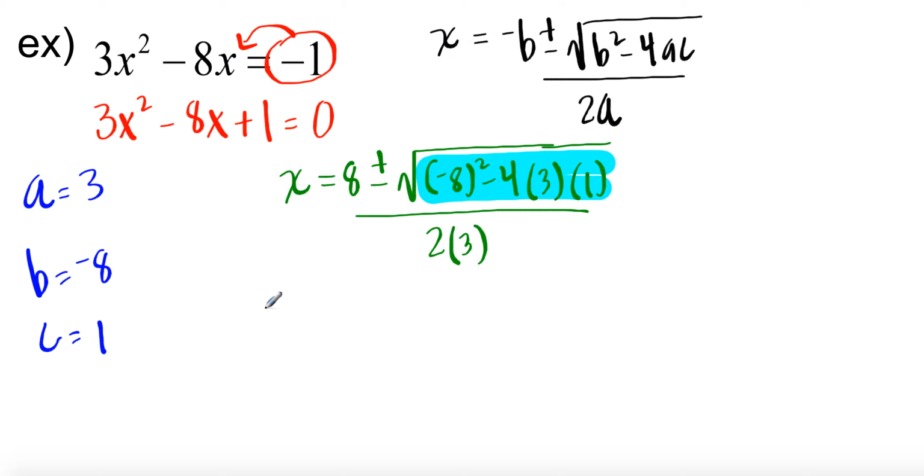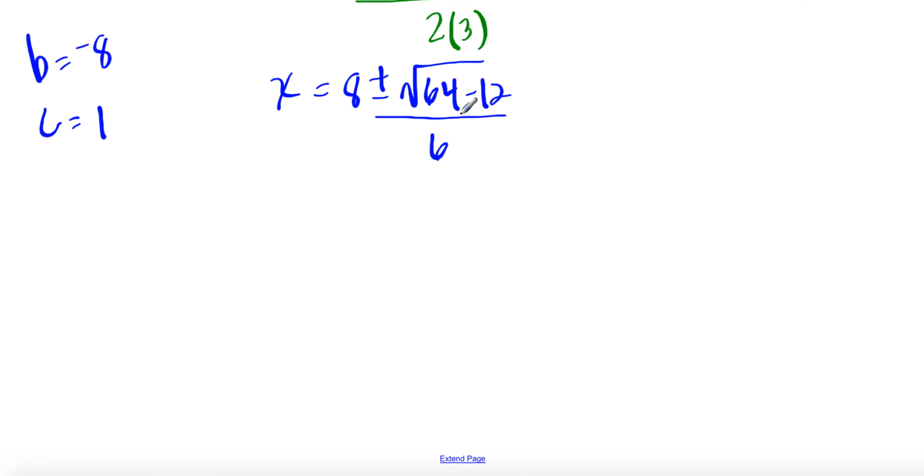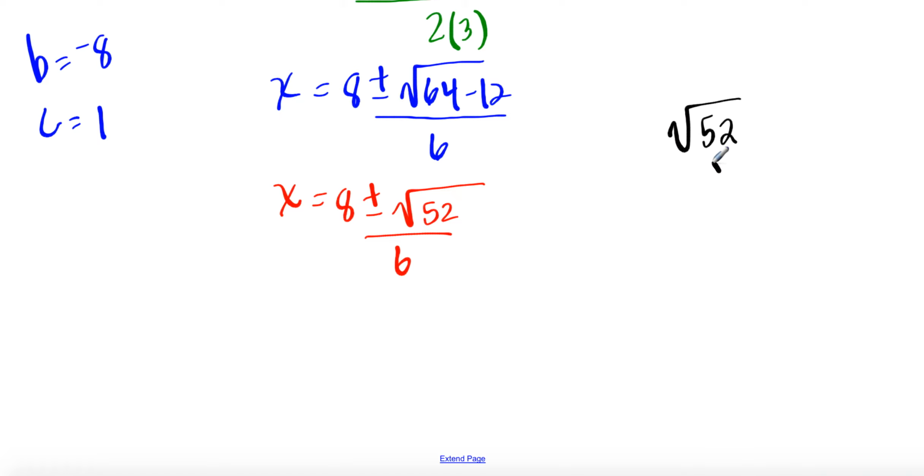All right, next step. x is equal to 8 plus or minus the square root of 64 minus 12, all divided by 6. Still cleaning this up. x is equal to 8 plus or minus the square root of 52 divided by 6. All right, well, 52 is not a perfect square, so let's go to the margin, and we need to simplify the square root of 52. And we can simplify this using the factors: the square root of 4 times the square root of 13. That's equivalent to the square root of 52.